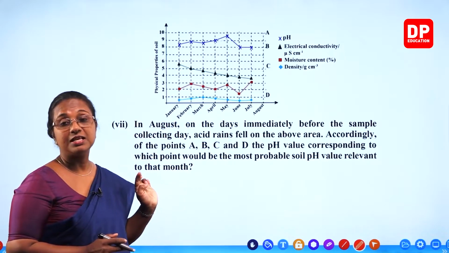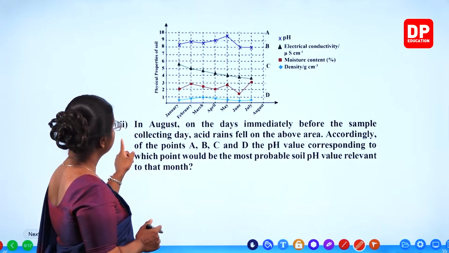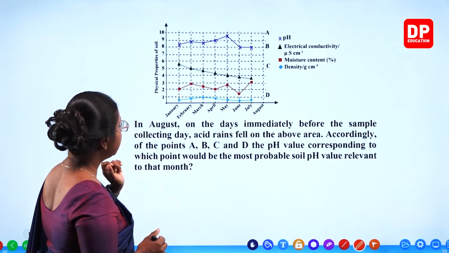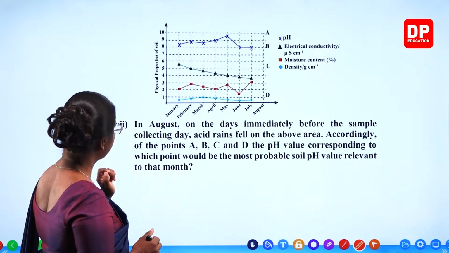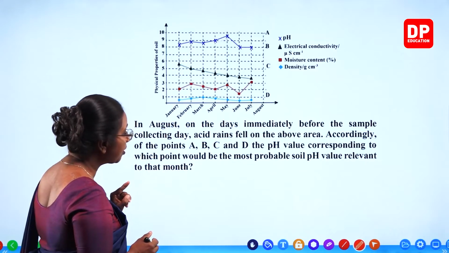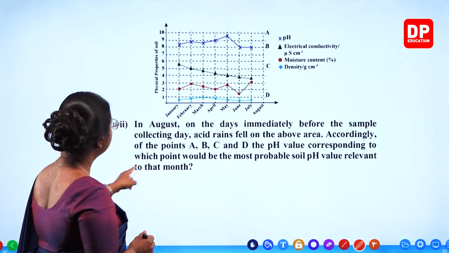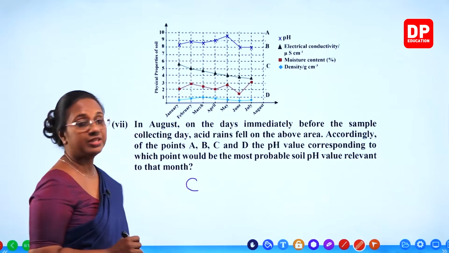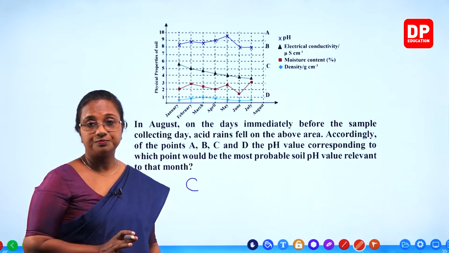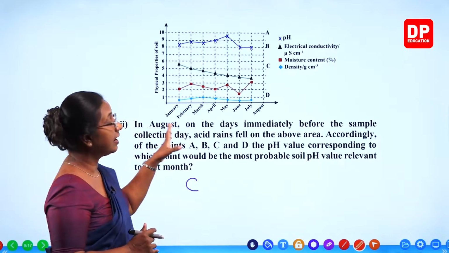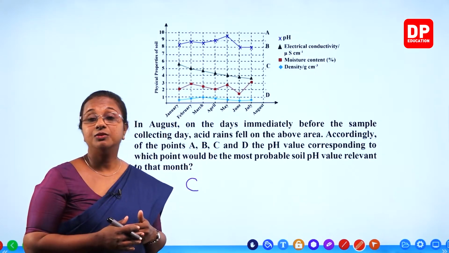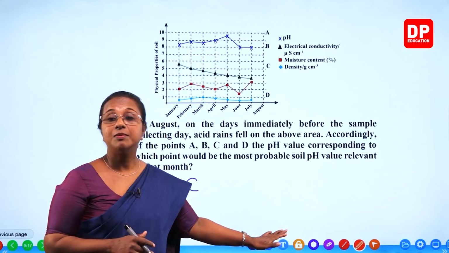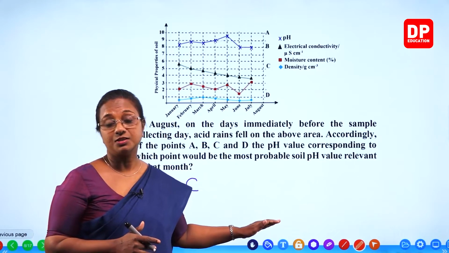It is C, that is pH 5. So you have to write A, B, C and D, the pH value corresponding to which point would be the most probable soil pH value relevant to that month. It will be point C. Is that clear, students? So you have to look at the graph and relate it to various information. So with that, students, I have completed the first structured question.